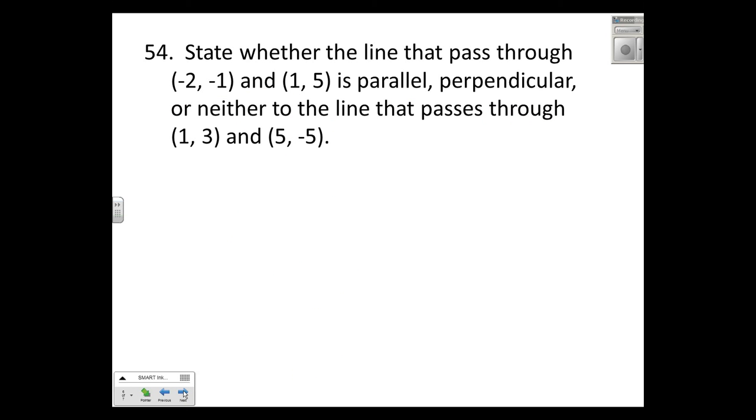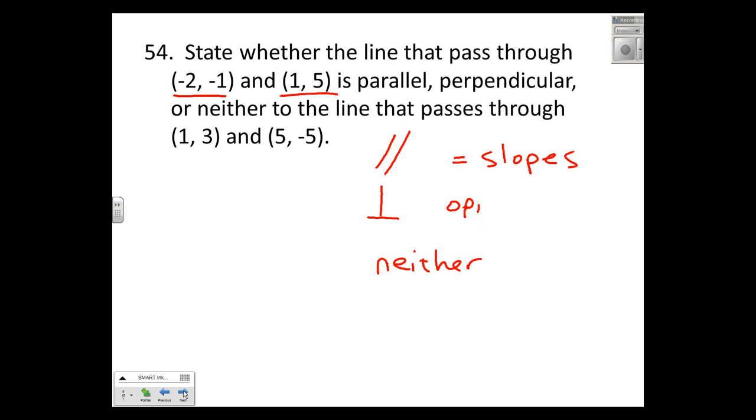And 54, this is again from section 1.1. State whether the line that passes through 2 points is parallel, perpendicular, or neither. So to review, if two lines are parallel, their slopes will be equal. If they're perpendicular, then their slopes are opposite reciprocals, and otherwise they're neither. So this is a study of slopes.